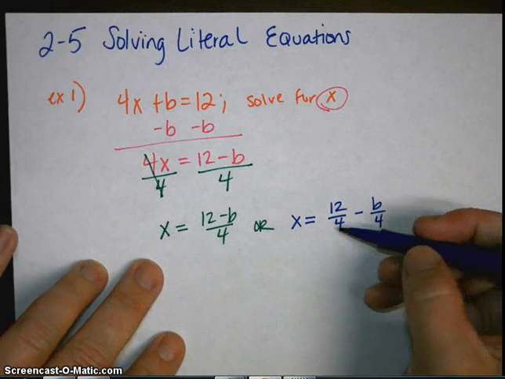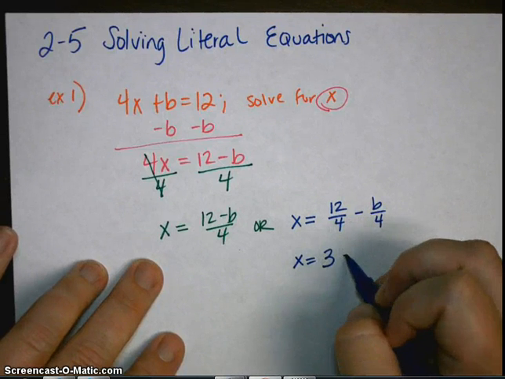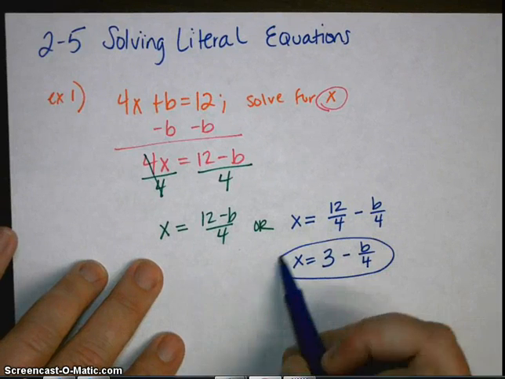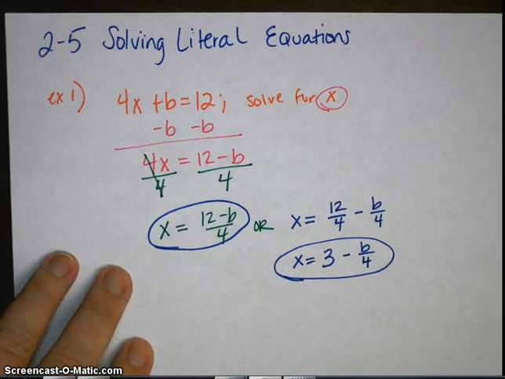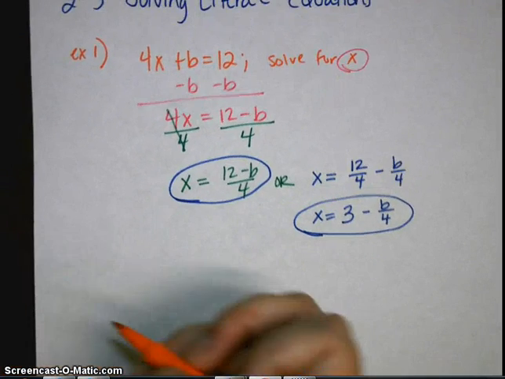Now I could simplify. x equals 12 divided by 4 is 3, minus b over 4 does not simplify. So this could be an answer or this could be an answer. It just depends on how far you want to go or need to go to find the correct answer in a choice of answers. Let's take a look at another example.